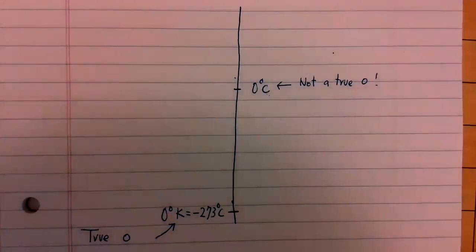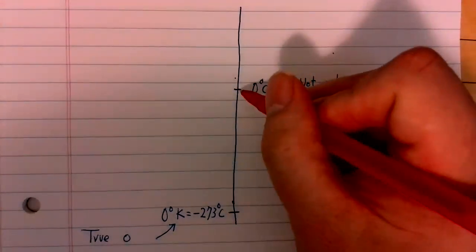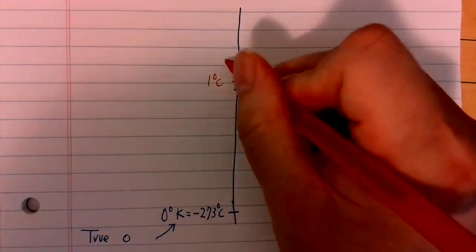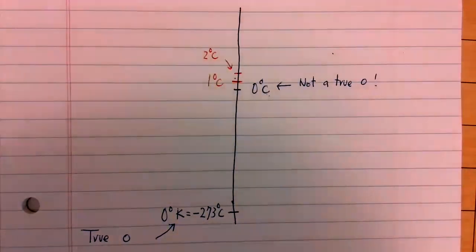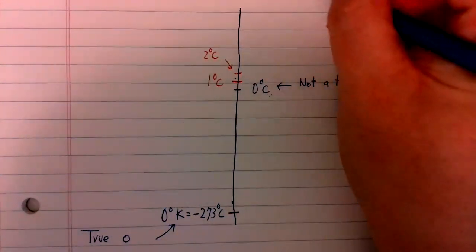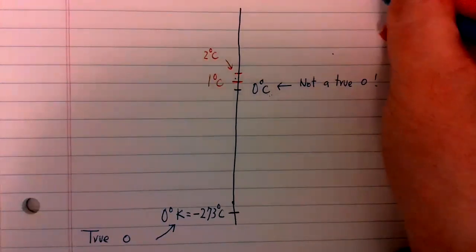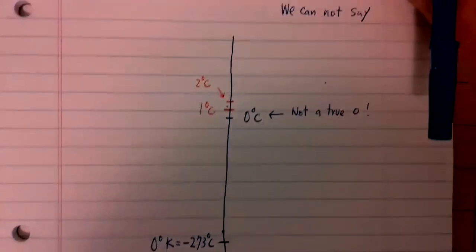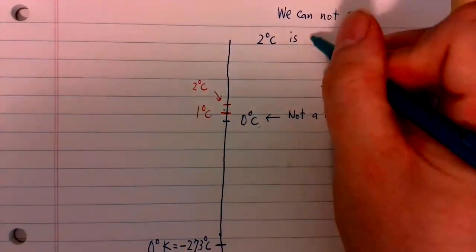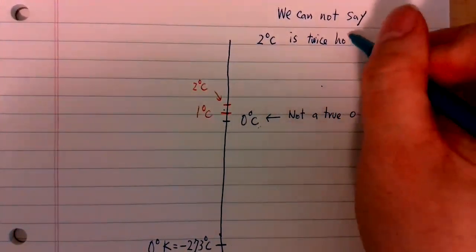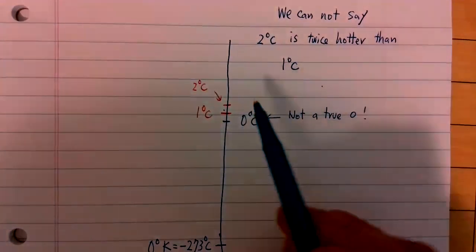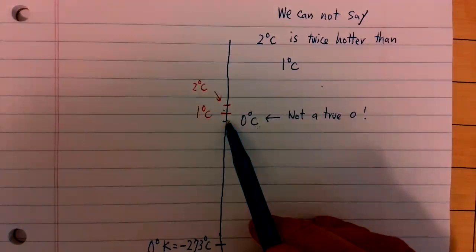Since this is not a true 0, think about this. 1 degree Celsius, and this is 2 degrees Celsius. Since this is not a true 0, we cannot say 2 degrees Celsius is twice hotter than 1 degree Celsius. Because this is not a true 0. Okay?